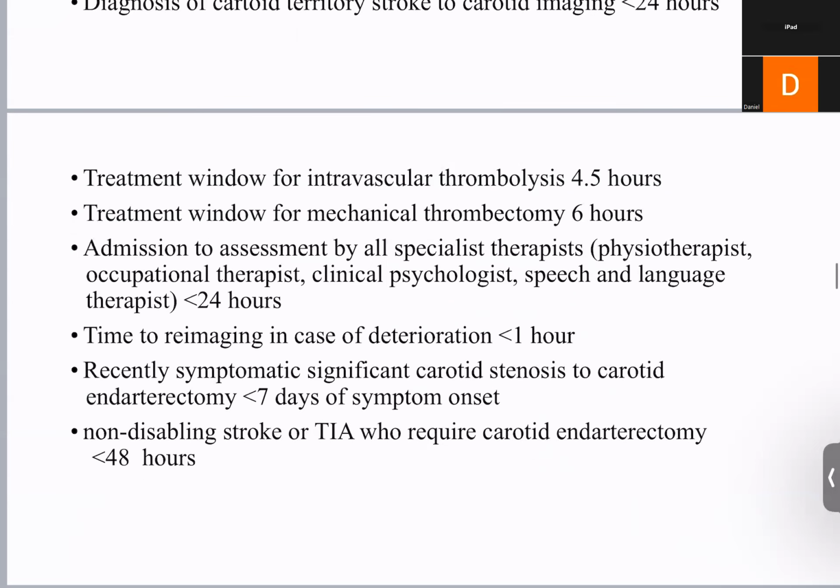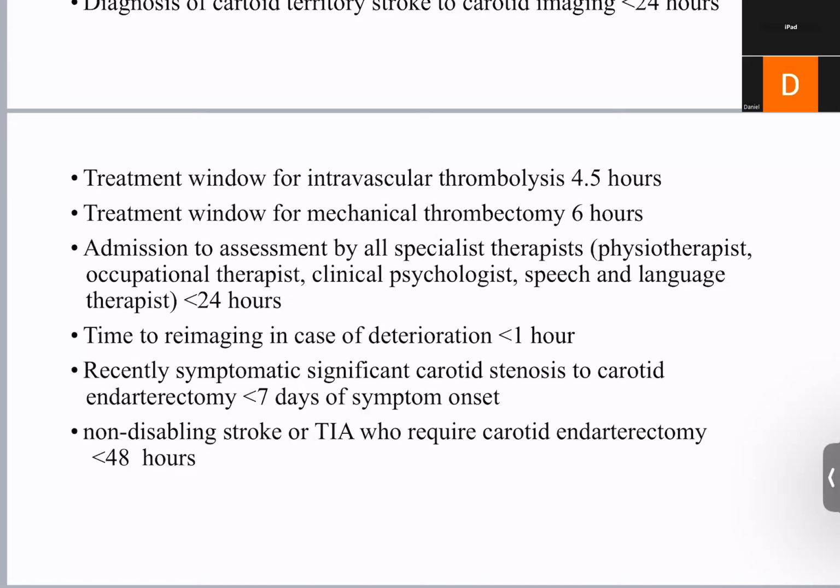The treatment window for intravenous thrombolysis is 4.5 hours, but this can be extended depending upon the ischemic penumbra. The treatment window for mechanical thrombectomy is 6 hours.